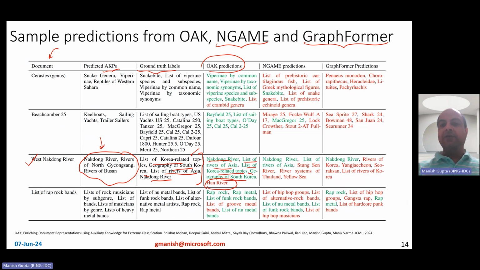Han River, right? If you look at NGAME predictions or Graph-Former predictions, several incorrect results compared to the ground truth, okay? And all of this is thanks to those awesome predicted auxiliary knowledge information that we got thanks to our linker and then the nice combination that OAK does on top of it.